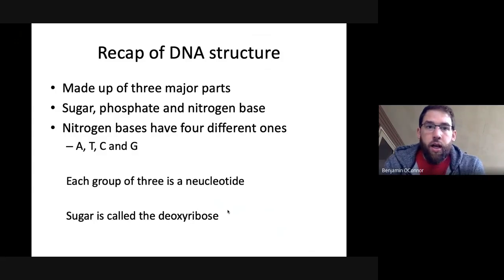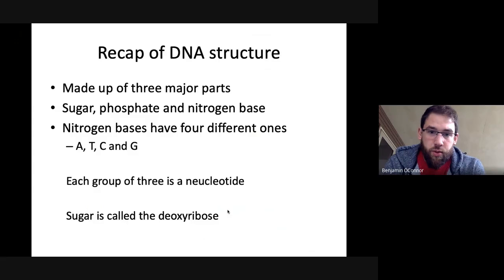All right. So again, just the key points of this lecture. DNA is made up of three major parts: sugar, phosphate, nitrogen base. If you know that, you're good on the structure. We have four different nitrogenous bases. Again, adenine and thymine, cytosine and guanine. A's and T's, C's and G's. Know those pairs.